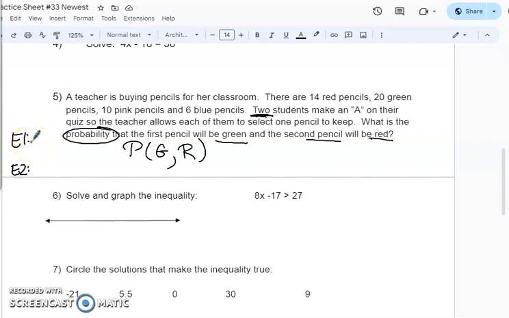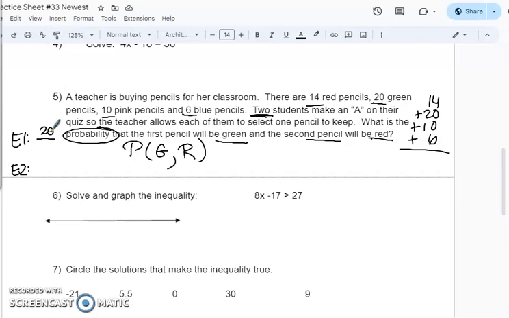Okay, so we reach in the bag, and how many are there to start with? 14 plus 20 plus 10 plus 6. You're going to get that total and put it on bottom. Okay? I want a green. So how many are green? There are 20. Okay? By the way, you should be able to simplify that fraction.